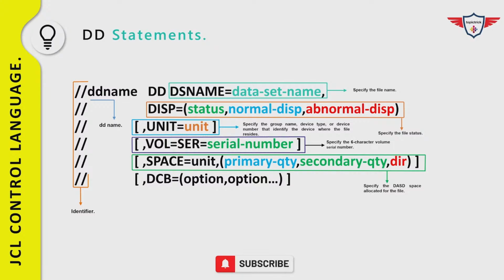The next parameter is SPACE, and it is used to specify the space to be allocated for the file. And finally, the last parameter is DCB, and it is used to specify the characteristics of the file. When I say characteristics, it means the record format, logical record length, and the block size.